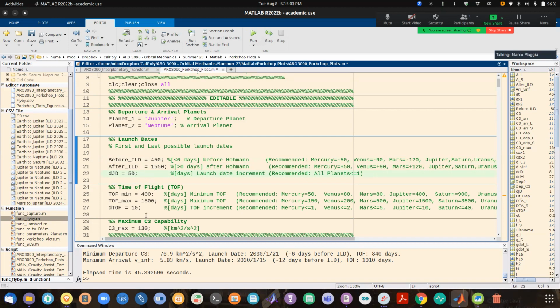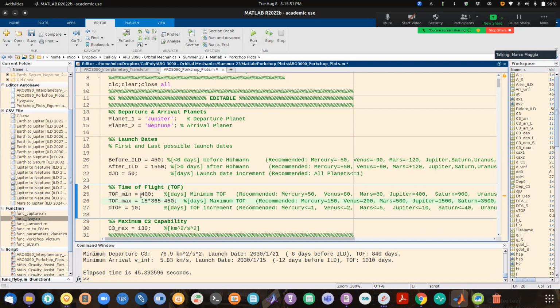And then time of flight here. We know something about the maximum time of flight because we have a requirement in terms of how long our mission should be. So our mission can last at most 15 years. So we have 15 times 365 days, but we have to subtract the time of flight between Earth and Jupiter. Now, we don't really know what that one is, because it can be anywhere between 450 and 1550. So let's just subtract the minimum. So 450.